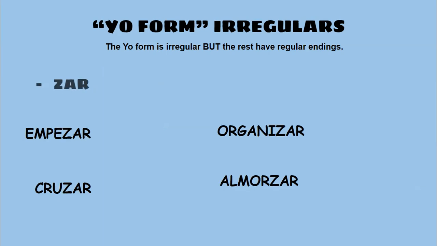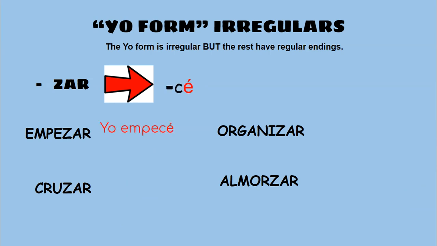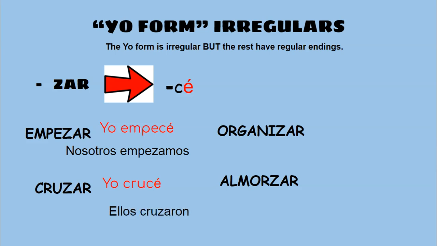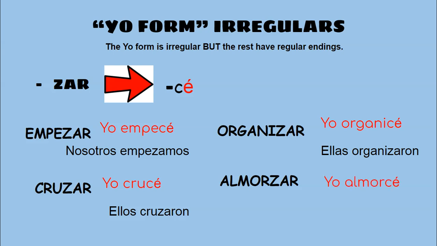The third form is zar to cé, in the yo form only, of course. So yo empecé, nosotros empezamos. Notice it has a Z there. Cruzar would be yo crucé, ellos cruzaron. Organizar would be yo organicé, ellas organizaron. Almorzar, yo almorcé, tú almorzaste.